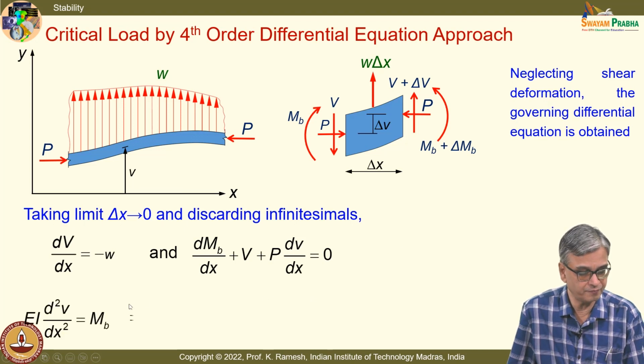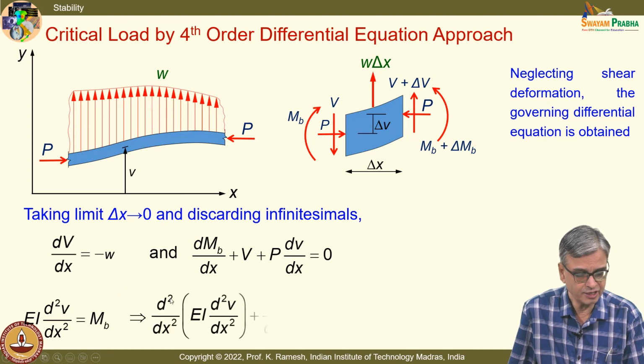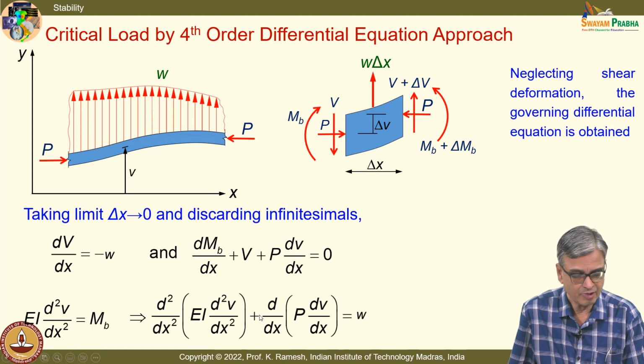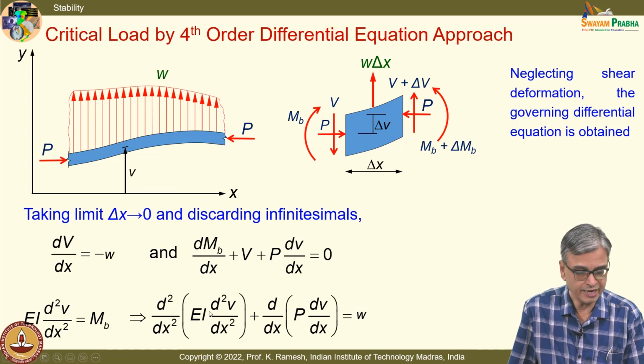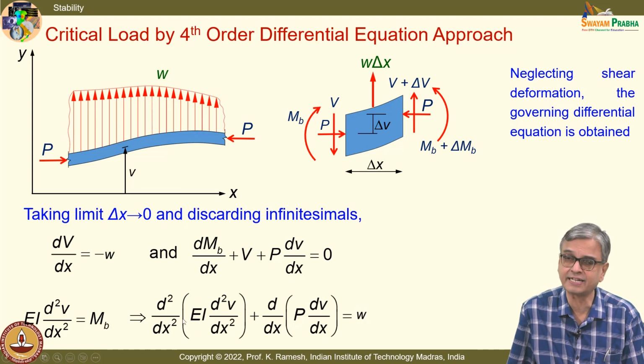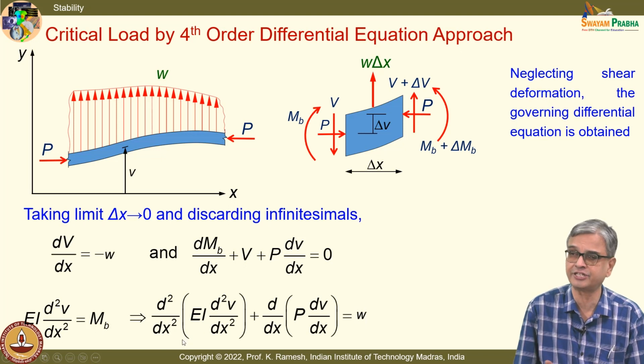And we know from our earlier knowledge that bending moment is related to the curvature. EI d squared v by dx squared equal to M_B, the very famous relation we use for deflection. So, this gives me d squared by dx squared of EI d squared v by dx squared, and the bracket is closed, plus d by dx multiplied by P dv by dx equal to w. And we have put this in a generic fashion, and this is known as bending rigidity.